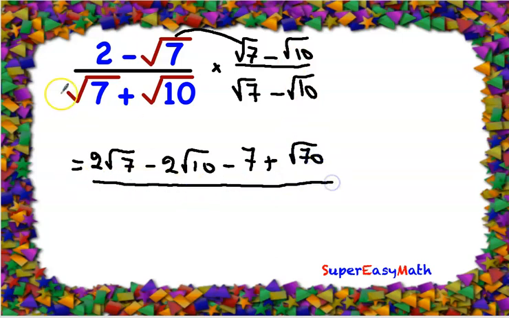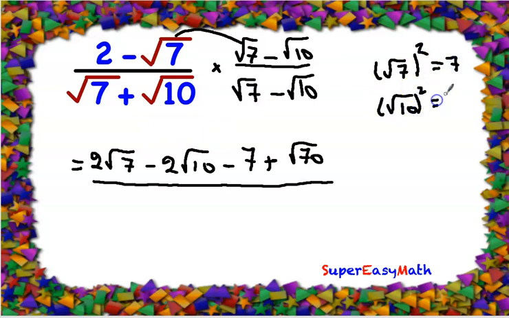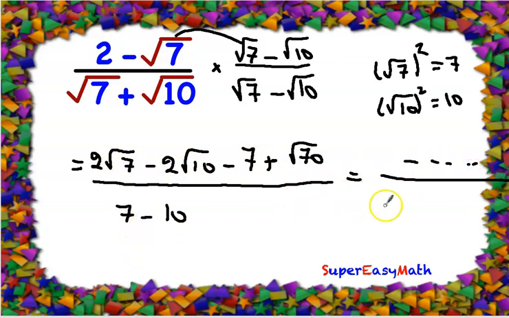Over. So here we have a plus b times a minus b. It's equal to a square minus b square. So a square is equal to 7 and b square is equal to 10. So a square minus b square is 7 minus 10. So here the numerator is the same and the denominator is 7 minus 10, equal to minus 3. So we have no square root in the denominator, so it's rationalized.